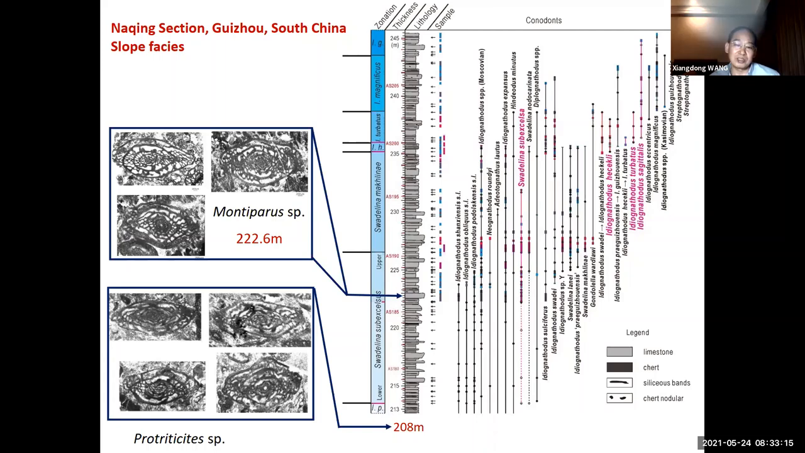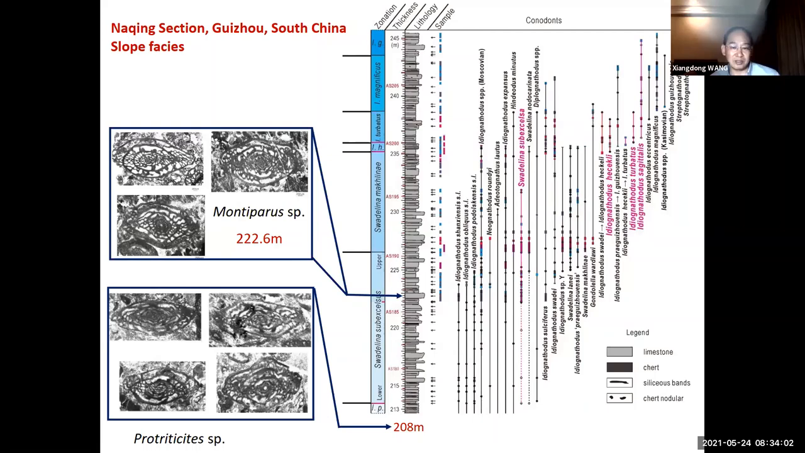The lowest one is Swadelina subexcelsa, and then Swadelina makhlinae. And also we have Idiognathodus heckeli, Idiognathodus turbatus and Idiognathodus sagittalis in the whole. All those most important index taxa of conodonts appear in the same section. And in the meantime, this section also contains some fossil lines, including Protriticites and Montiparus, around the Swadelina subexcelsa zone.